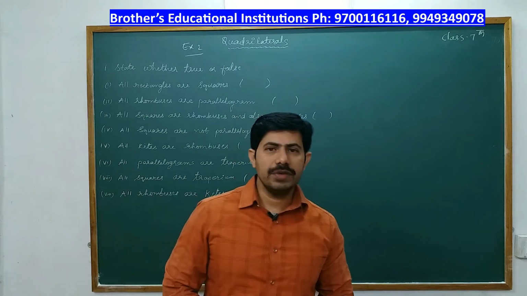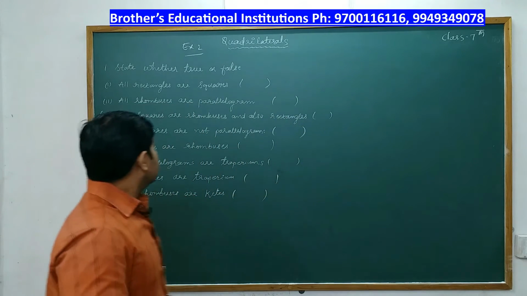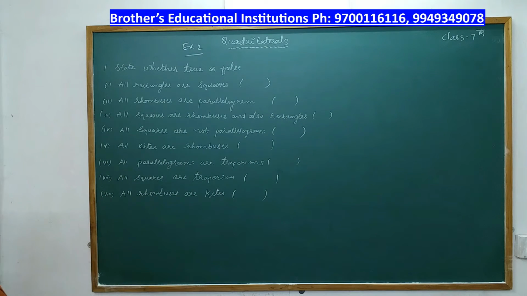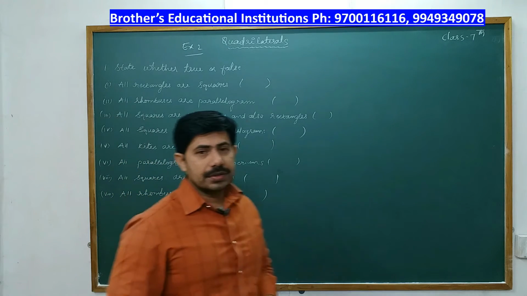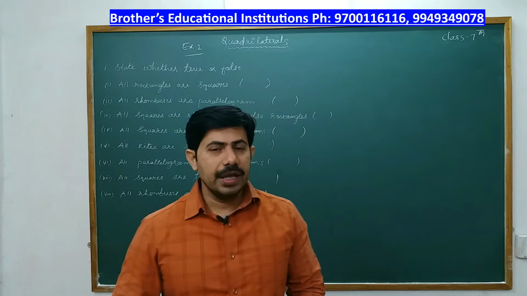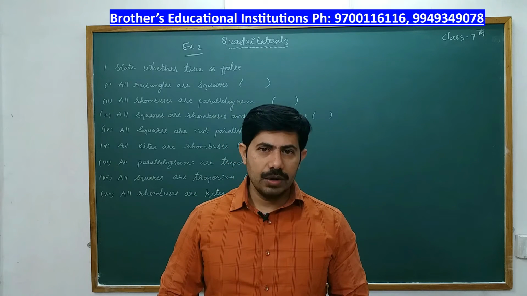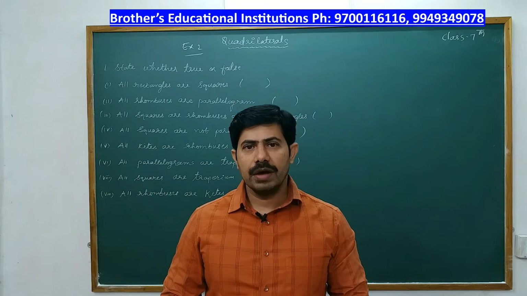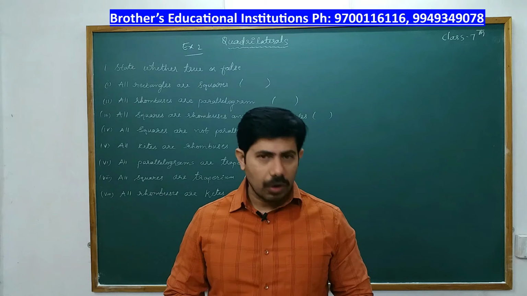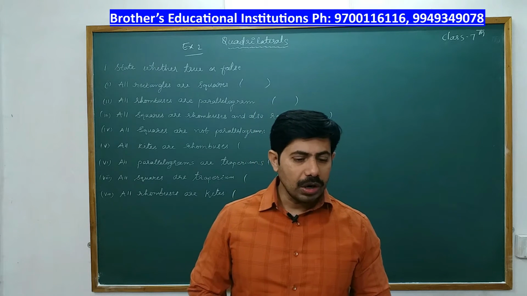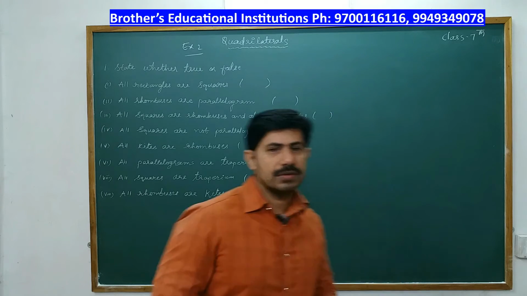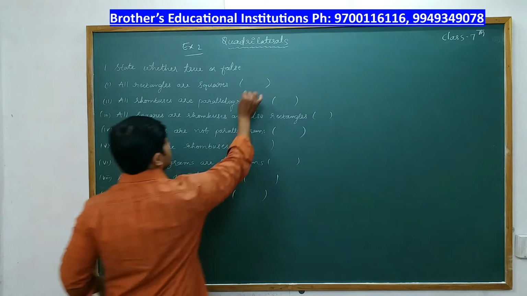So next one is, we have true or false. State whether it is true or false. First one is, all rectangles are squares. See, what is a rectangle? In a rectangle, opposite sides are equal. We have length and breadth. We have opposite sides equal, not all sides equal, but in a square, all sides are equal. So here, all rectangles are squares is false.